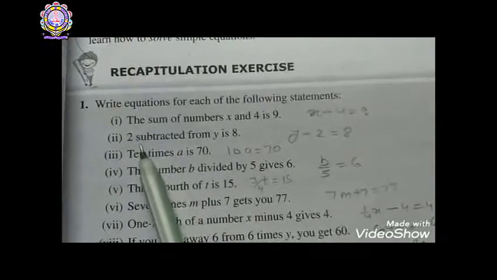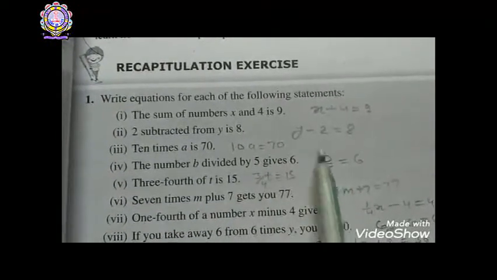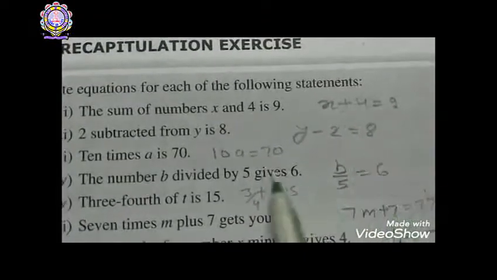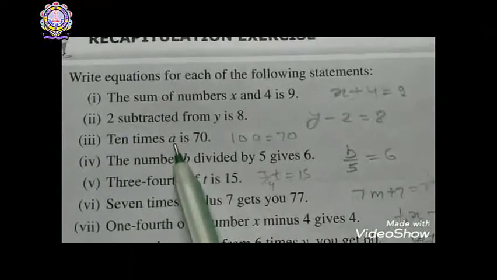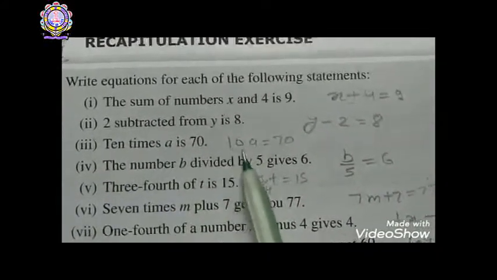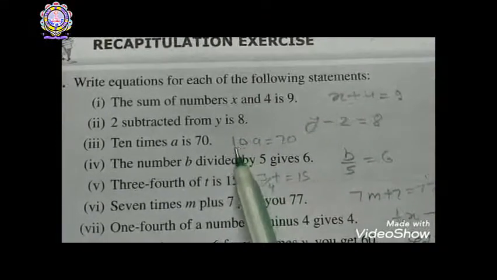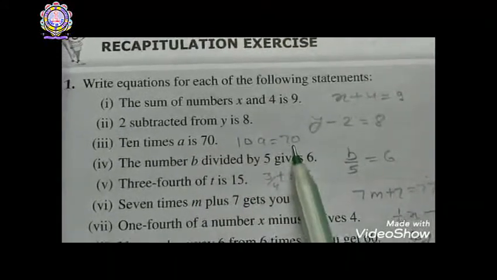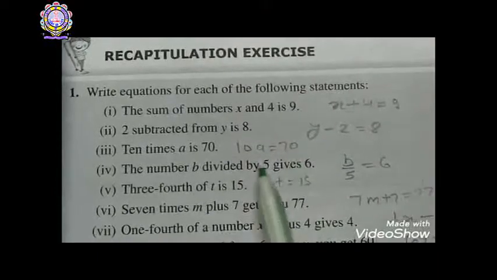Next, 2 subtracted from y is 8. So y minus 2 is equal to 8. Next, 10 times a. That is times, so here we multiply: 10a. Don't show the multiplication sign or a dot product. So we just write 10a is 70. So this is the equation: 10a is equal to 70.